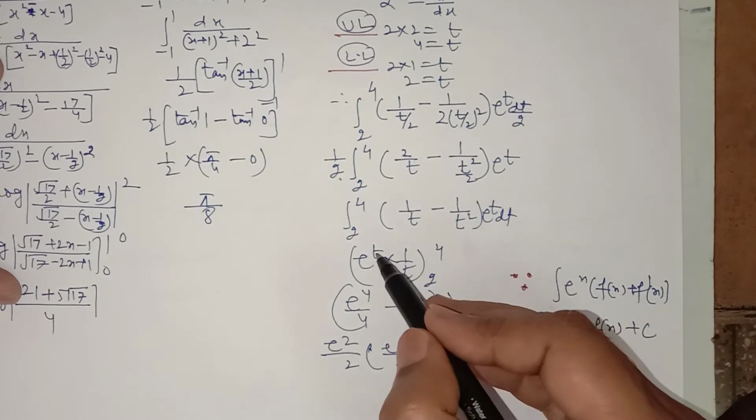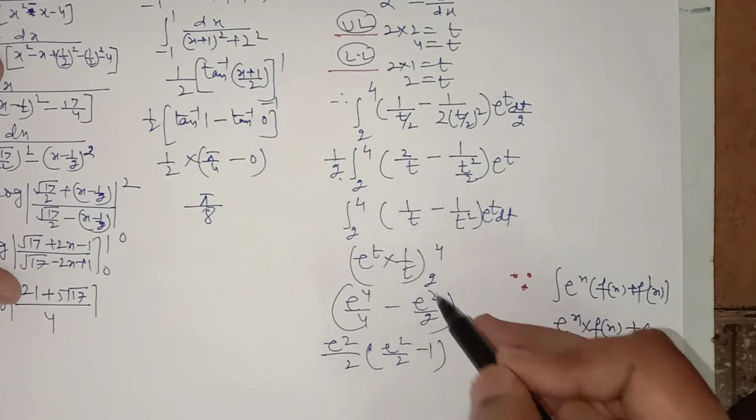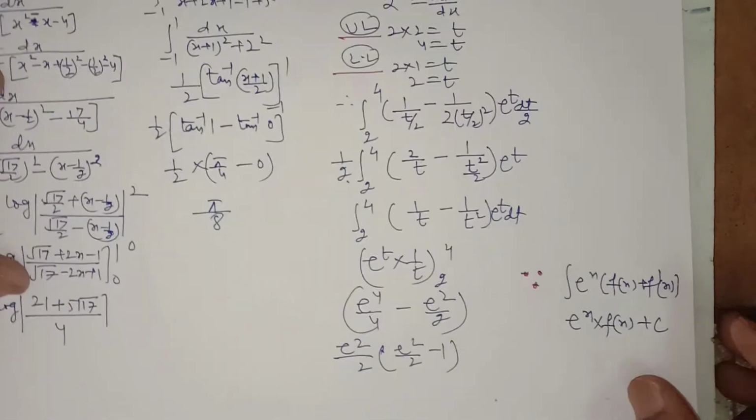Replace the upper limit by t, that is 4. Replace t by 2 for the lower limit, the upper limit minus lower limit. So it is a good question.